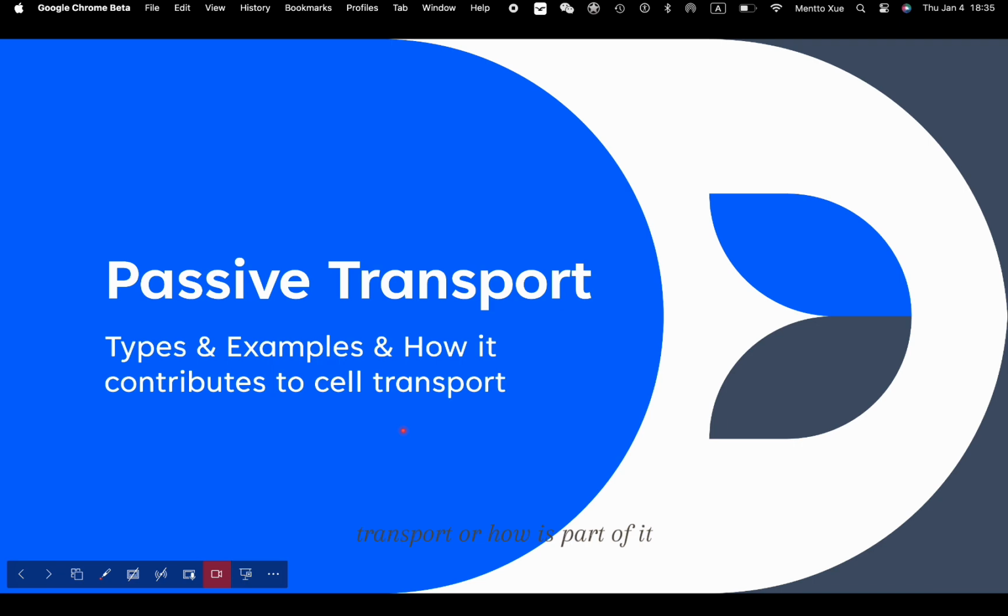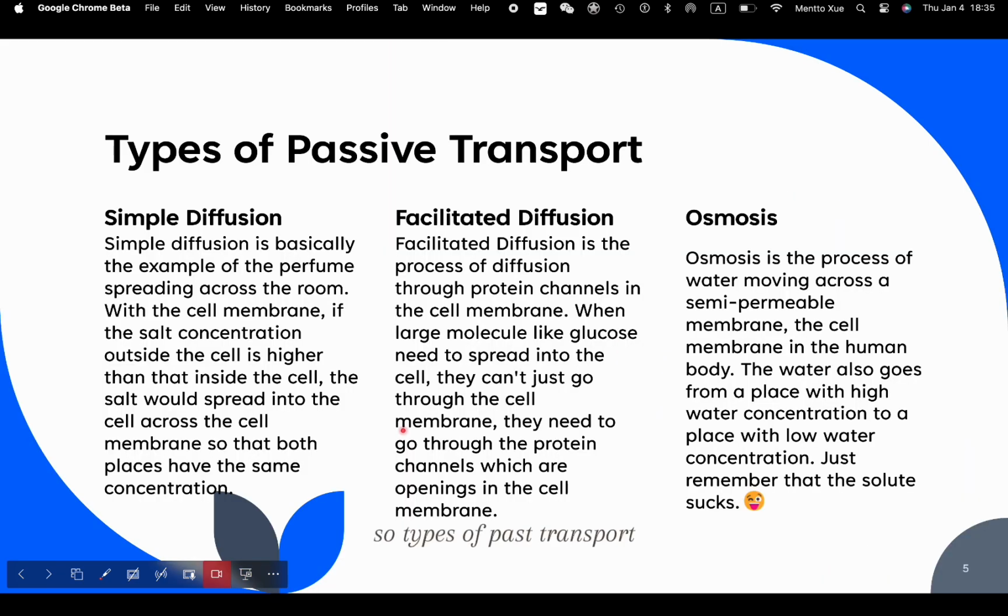So, types of passive transport, there is simple diffusion, which is basically the example that I just gave of the perfume spreading out across the room. With the cell membranes, if the concentration outside of the cell is higher than that inside the cell, it just naturally spreads into the cell membrane and into the cell, so that both places have the same concentration.